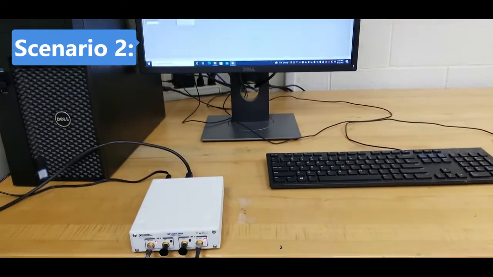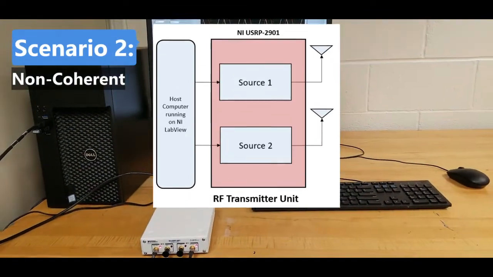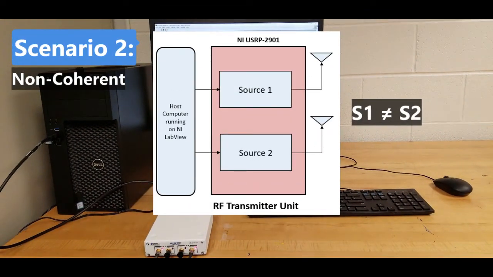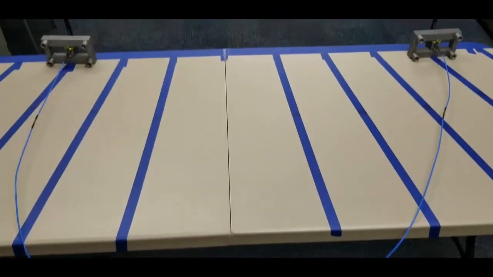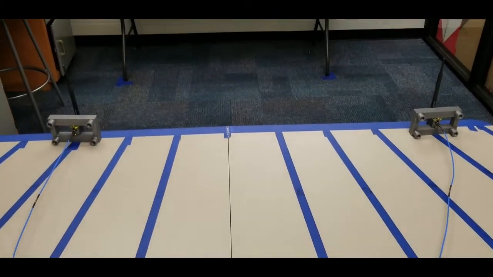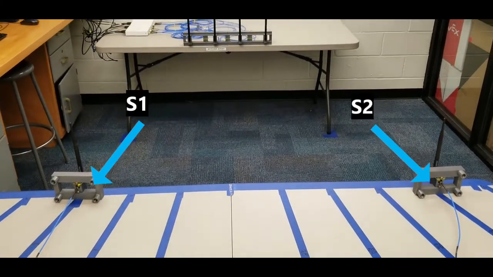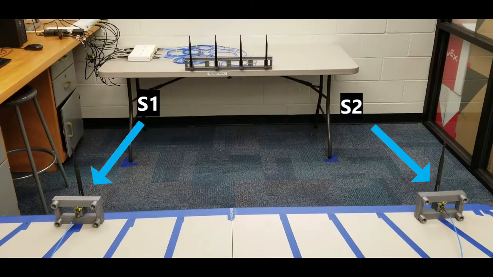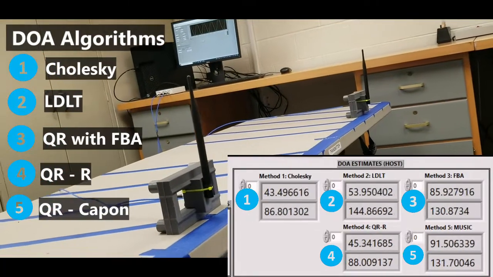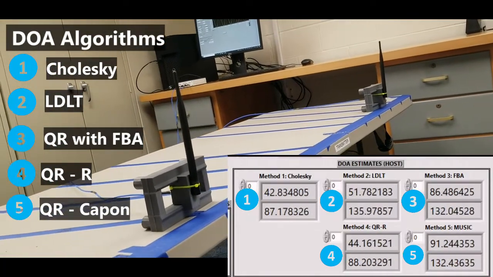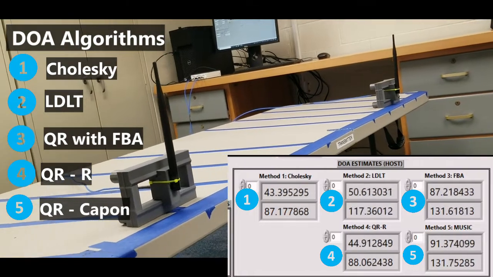In scenario 2, our team modified the USRP connection to now transmit two non-coherent signals on separate channels. This means that the signals are independent of one another, having different magnitudes, frequencies, and/or phases. The transmitting antennas were placed in different locations on the table, and the results were observed in real time. At this point, our team had effectively integrated 5 DOA estimation algorithms, 4 of which were designed to estimate non-coherent signals.